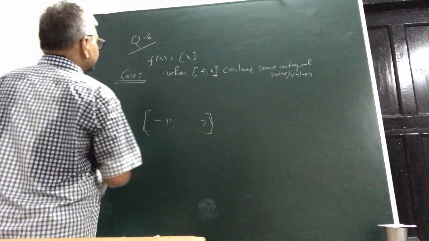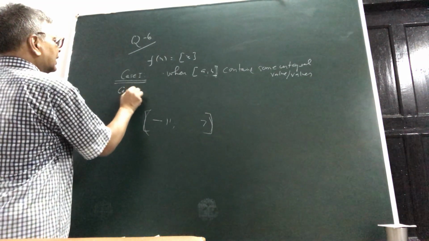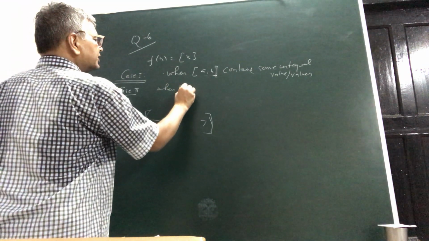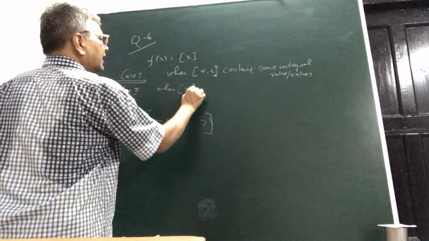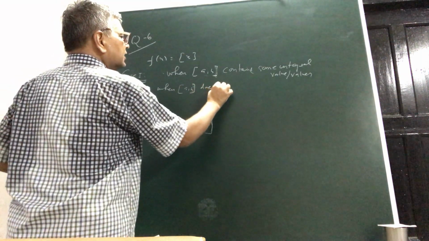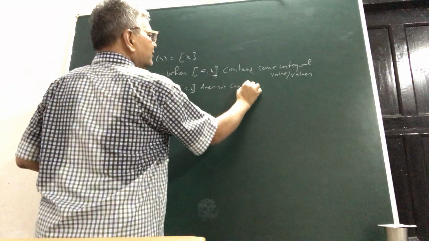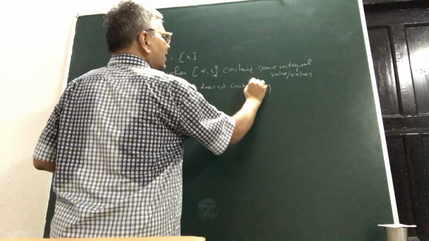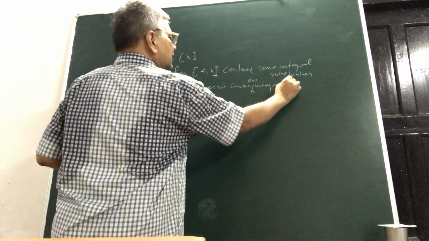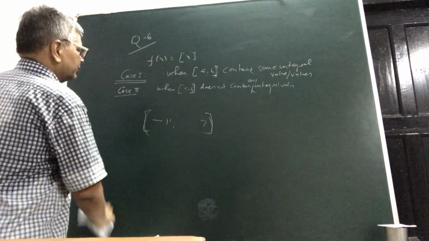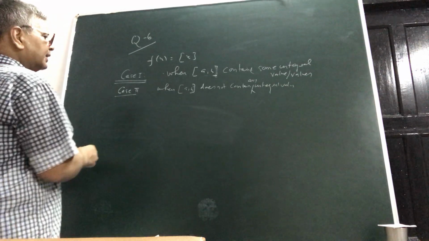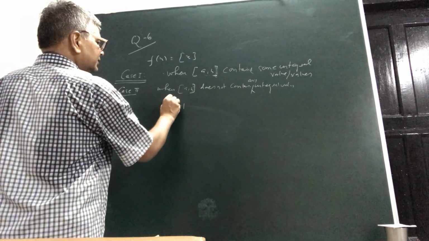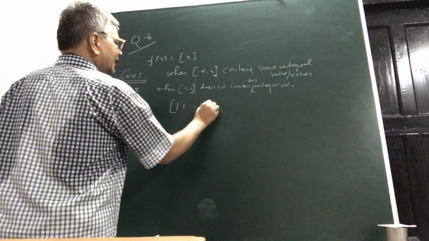Now there would be a second case, when the closed interval [a, b] does not contain any integral value. What could be the example? Please see to it, this is a good question. Suppose I take an interval 1.1 to, say, 1.9.